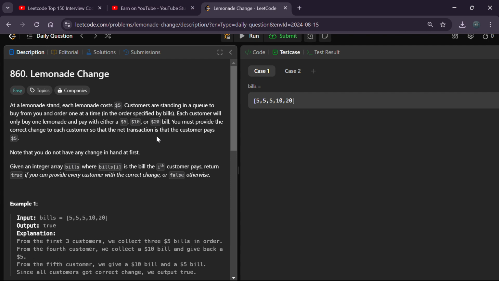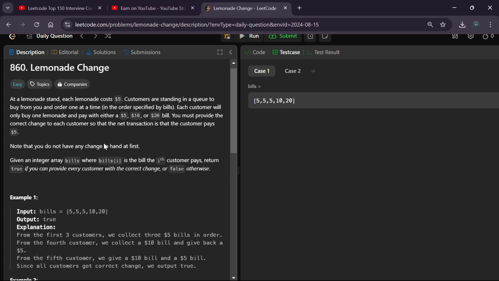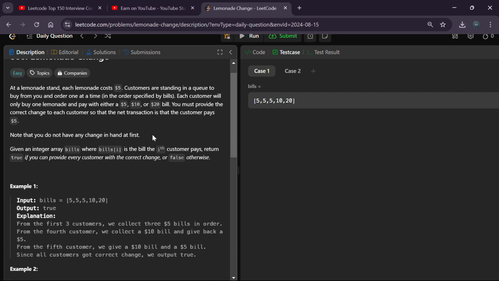By taking the bill provided by the customer, you have to give the remaining change from that bill by subtracting the $5, right? I hope you understand up to now. And note that we don't have any change in hand at first. We started a startup company with a lemonade stand. Initially, you don't have any change in your pocket, right?